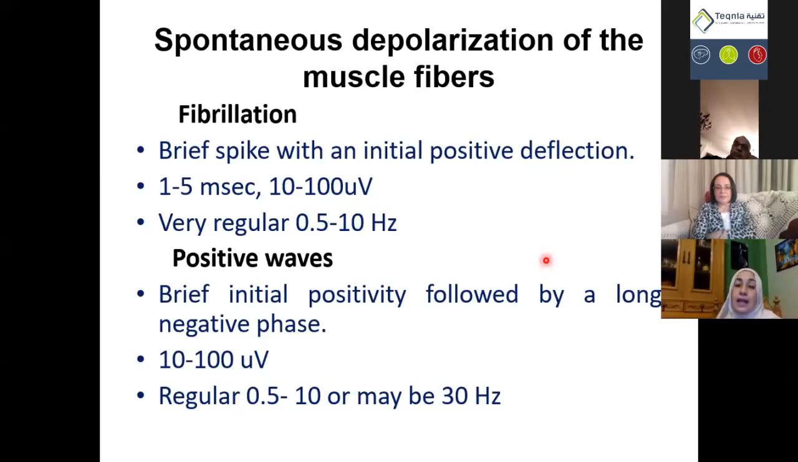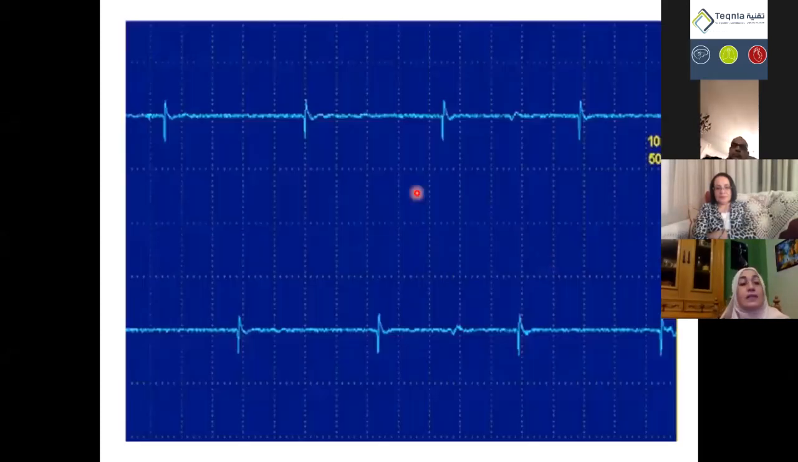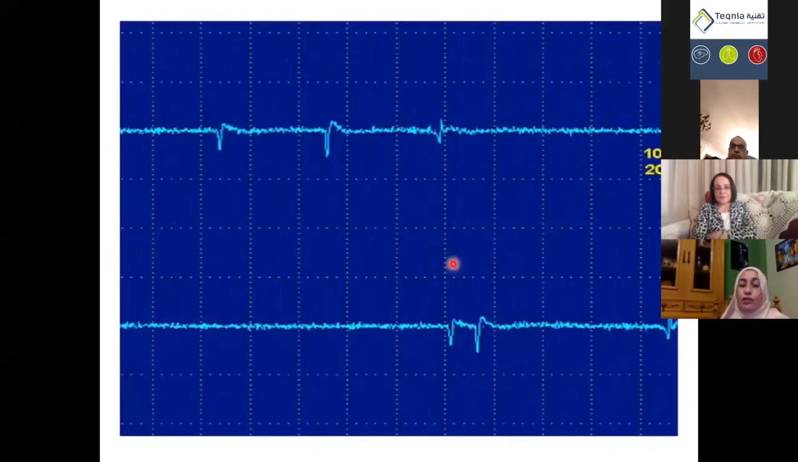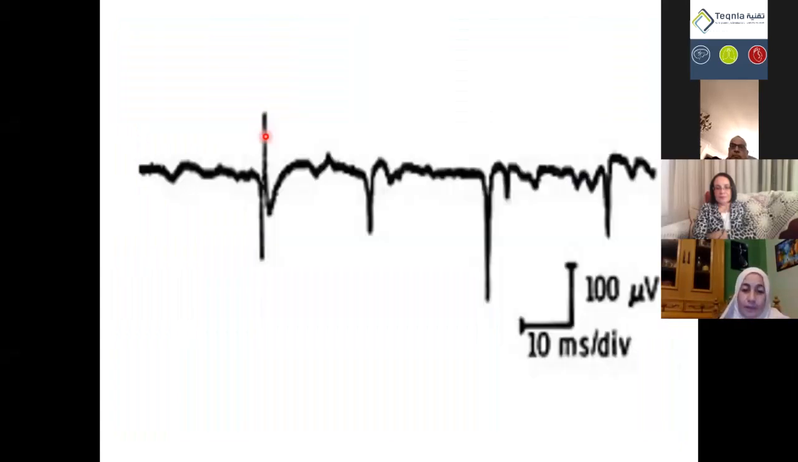Positive waves have the same features, initial positivity and a long negative phase. And again, it is a regular firing. This is fibrillation potentials. As you see here, biphasic with initial positivity, all of them, and regular firing. Positive sharp waves, initial positivity with a following slow negativity. This is another example. This is fibrillation potentials, and this is positive sharp waves.